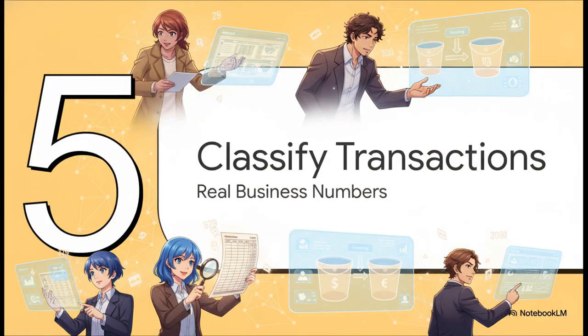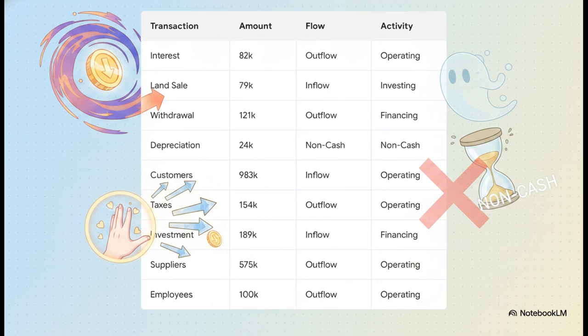All right, Section 5, Classifying Real Business Transactions. Time to put on our detective hats. Looking at this standard transaction list, we can systematically classify everything. See that $82,000 payment of interest? That's a daily hustle cost. So boom, it's an operating outflow. What about an additional cash investment of $189,000 from an owner? That is textbook financing inflow.